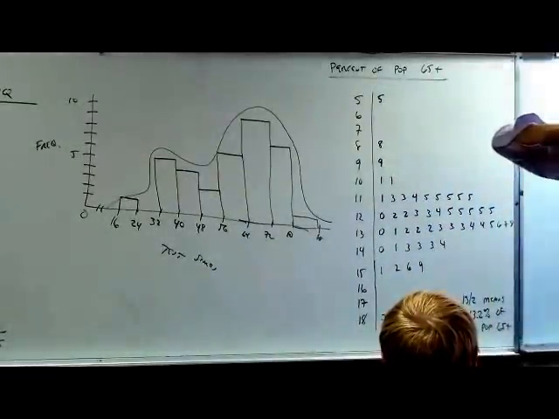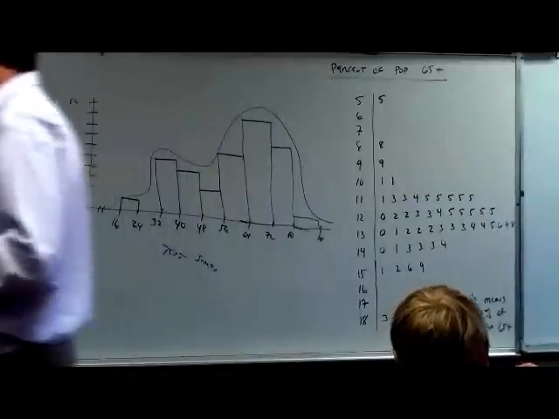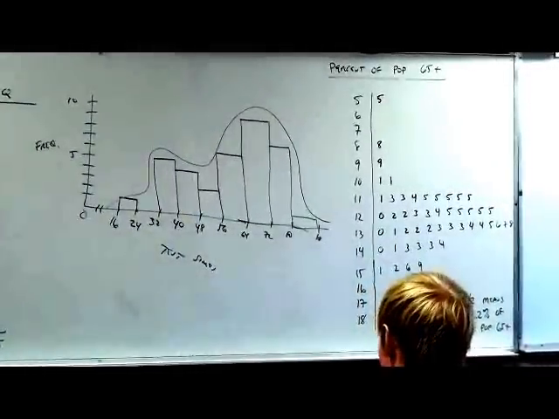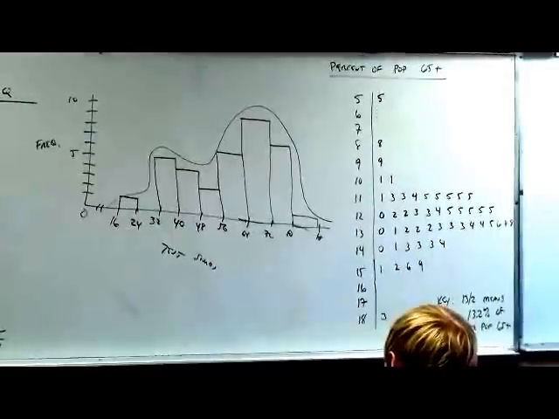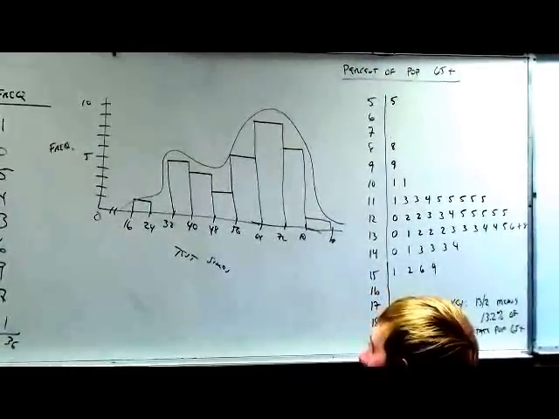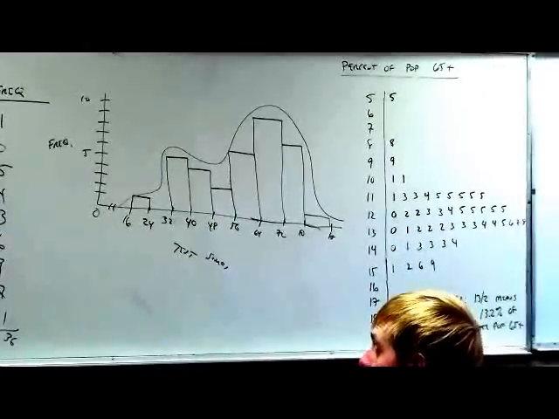Okay, so those are the words I want to hear now when you're describing shape. Modes, we talked about that already. One hump, that's unimodal. Two humps, that's bimodal. Three humps, trimodal. If you've got more than that, make up a word: multimodal.